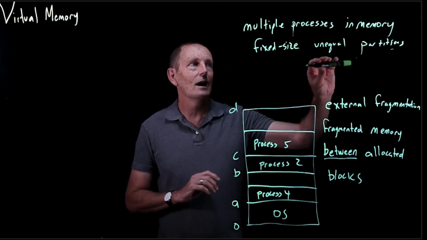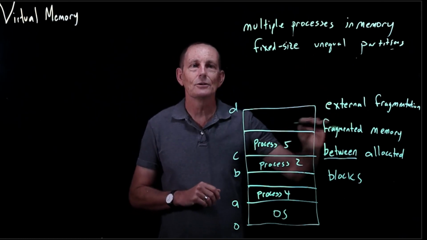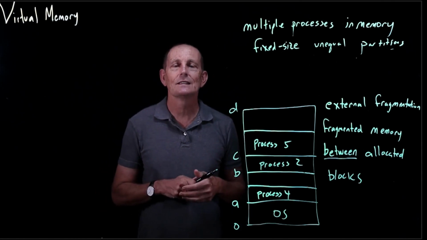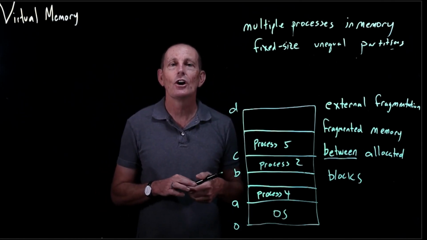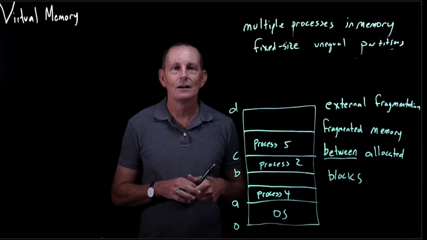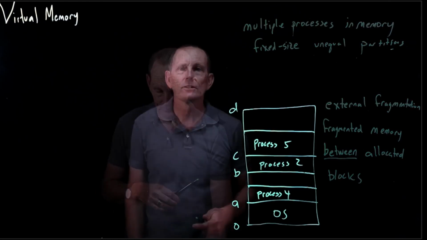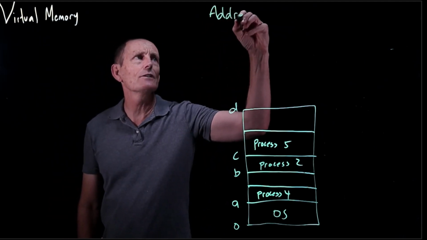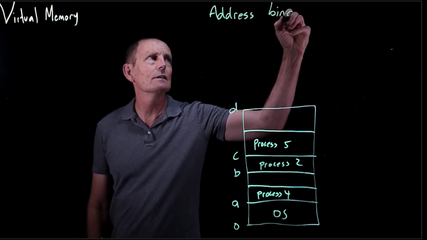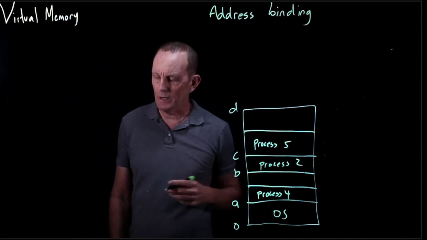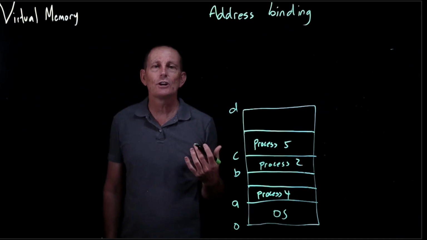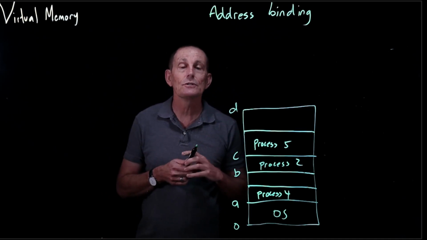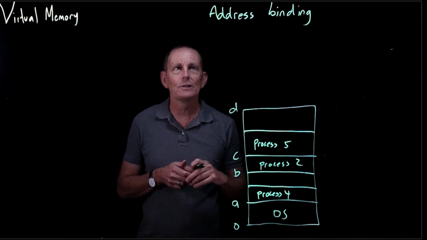So this is the fixed size unequal partitions. What it leads to is external fragmentation. And we're going to basically just be moving our way up and realizing over time how having hardware support can eliminate some of these problems. So this brings up a question about address binding. Address binding is the question of when do we map instructions and data, the references to data and instructions, to actual memory locations.